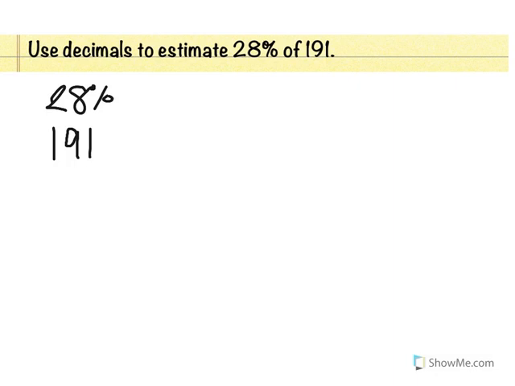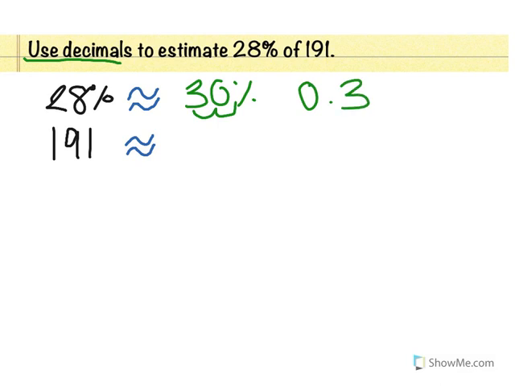Okay, so if we're given a problem and we're asked to use decimals to estimate 28% of 191, we can round these numbers. 28% is about 30%, and I'm going to use decimals, so 30%. Moving my decimal 2 places to the left would be 0.3. 191 is about 200.